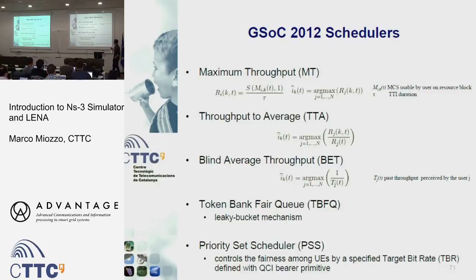And these are the other schedulers I told you about. The maximum throughput scheduler is very simple and used mostly for academic purposes, while the token bank is slightly smarter, and the priority scheduler also controls the fairness among users and can target a specific bit rate according to the primitive of the user, the secret period of the user.